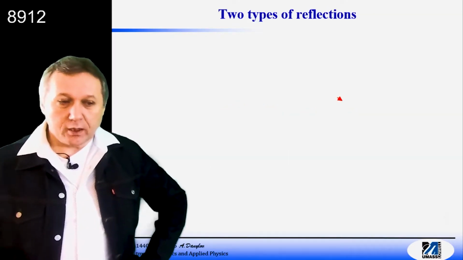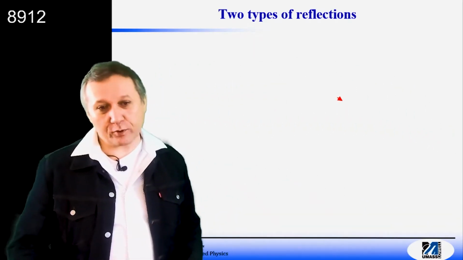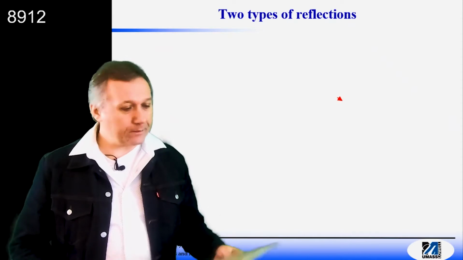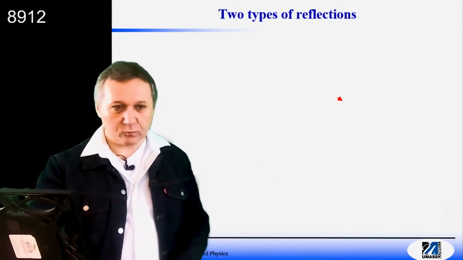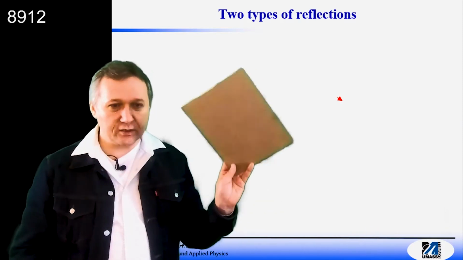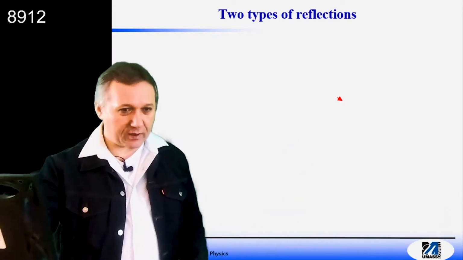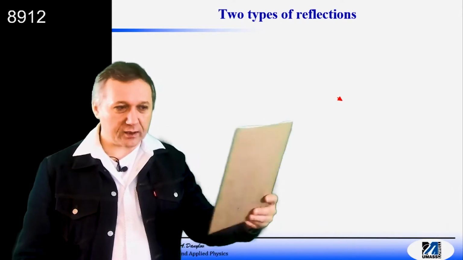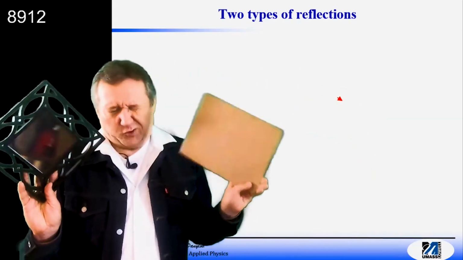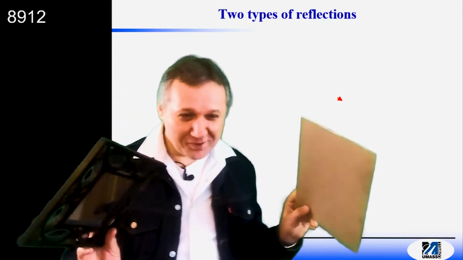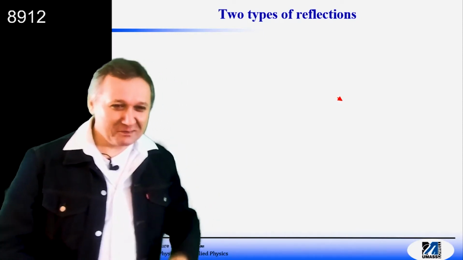So, reflection. There are two types of reflections, and examples of those reflections are these. I have a mirror, one type of reflection, and I have just a piece of cardboard, the second type. In the mirror, of course, I can see myself. Here in the cardboard, I cannot see myself at all. Two examples of these two reflections.